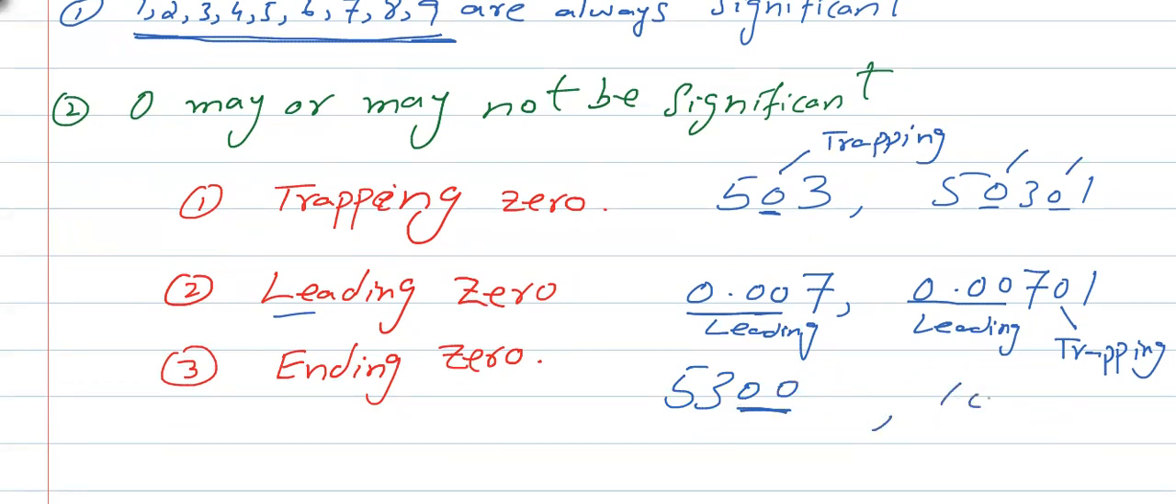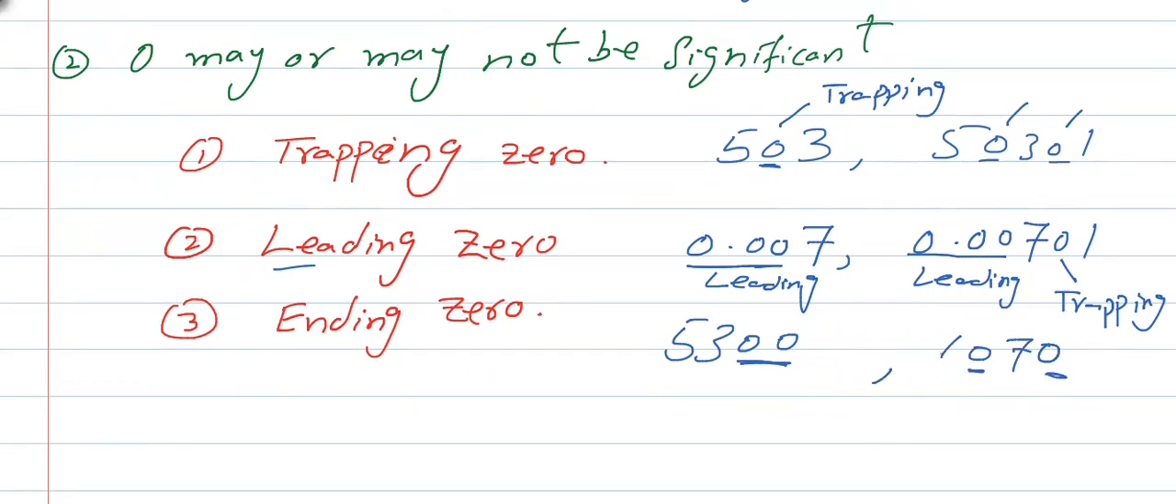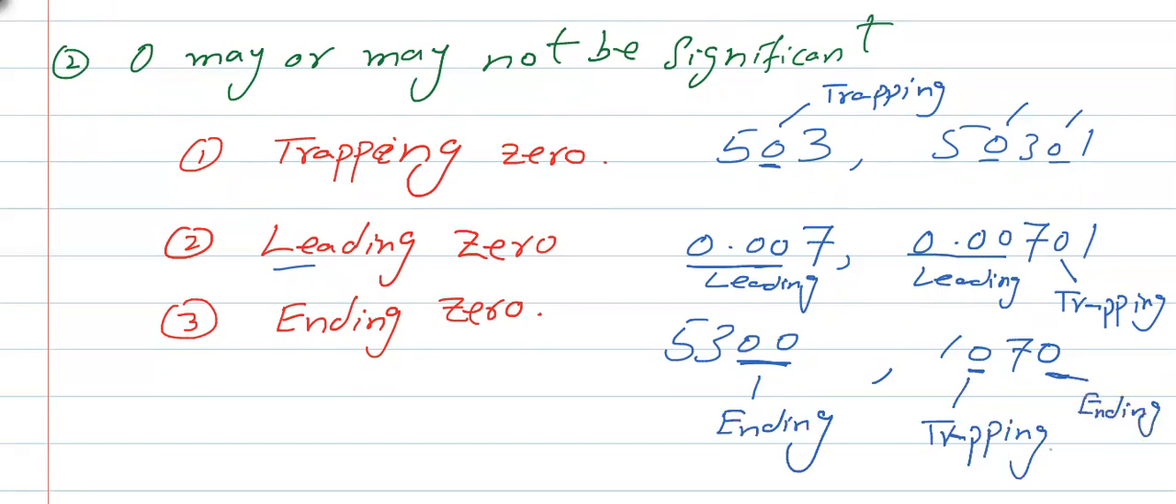In this case, this one is trapping, this one is ending. Why? Because this is between 1 and 7, so it is trapping, and this one is ending. I will say this one is ending, and this one is trapping because it is between, and this one is ending. Why ending? Because it is at the end of a number.